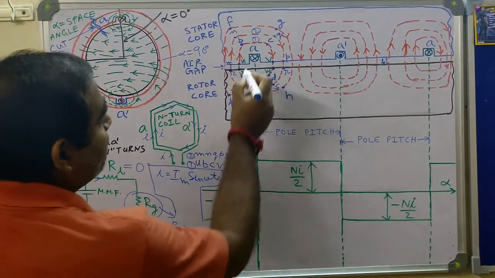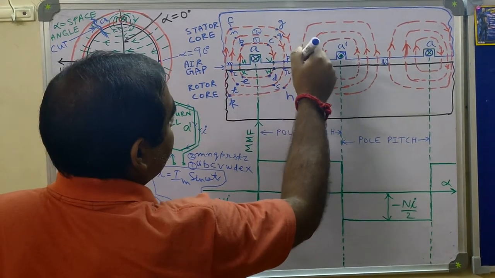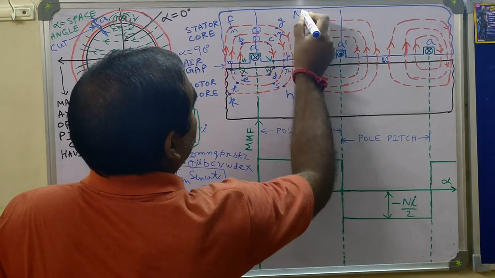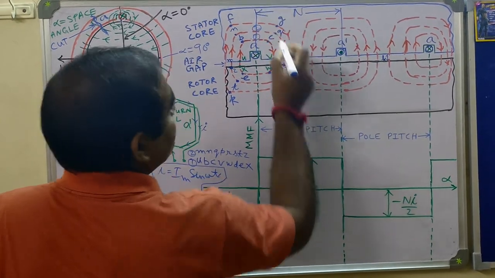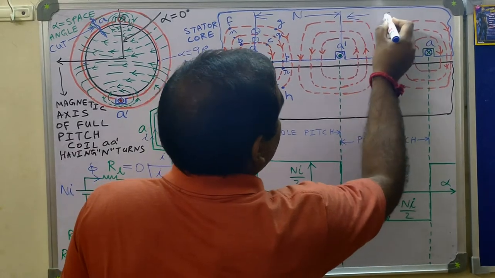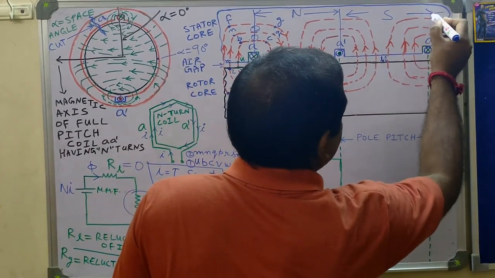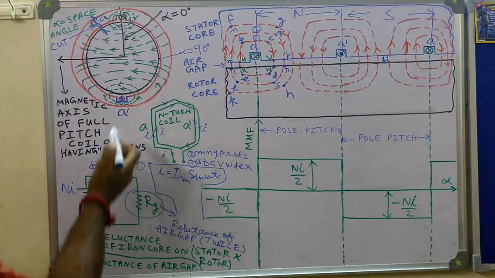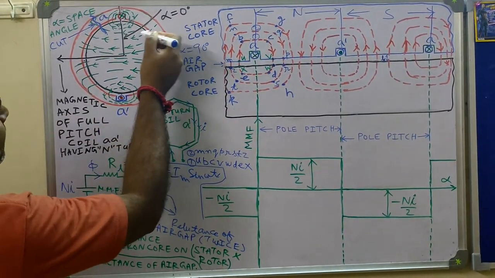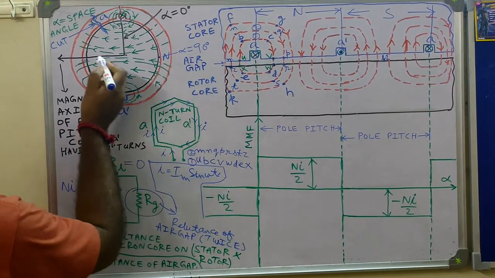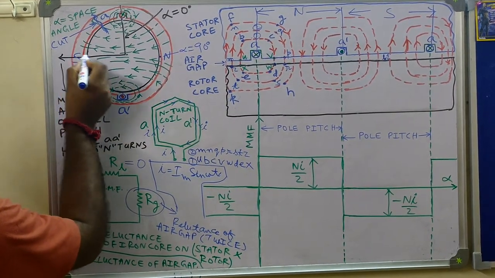You see, for north pole, what should happen? Lines of flux will leave the stator core. So this portion is your north pole. And for south pole, lines of flux will enter the stator core. So this portion is your south pole. Here also you can see lines of flux are leaving here, so this is my north pole, and here lines of flux are entering, so this is my south pole.